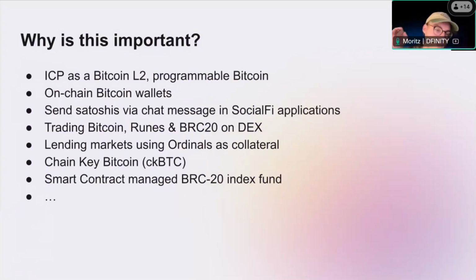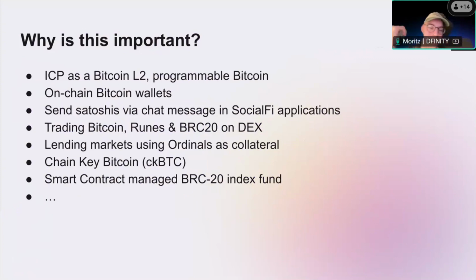Then, through ckBTC, which we're going to talk about later, you can send Satoshis, for example, via a chat message in a SocialFi application. Of course, because Bitcoin is available on the Internet Computer, you can trade Bitcoin. You can also trade other meta assets like Runes or BRC20 tokens on the Internet Computer in a DEX. You could, for example, build a lending market that uses Ordinals as collateral.